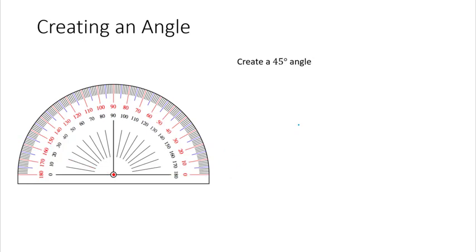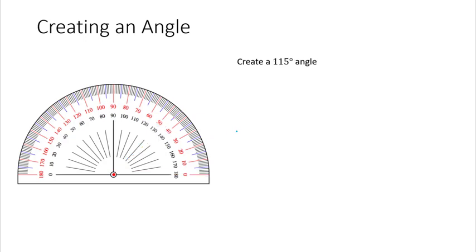Let's try another one. We have a 45-degree angle. For this one, again, we want to create our bottom. So create our ray like this, and then put your protractor on it like this, where the center is on that endpoint, and then draw another ray that goes through the 45-degree mark. So if this is 0 degrees, we're going around this way, 0, 10, 20, 30, 40. 45 would be right here, right between 40 and 50. So we want the other ray to go through that part of the protractor. So we draw a line going through there, and that gives us our 45-degree angle.